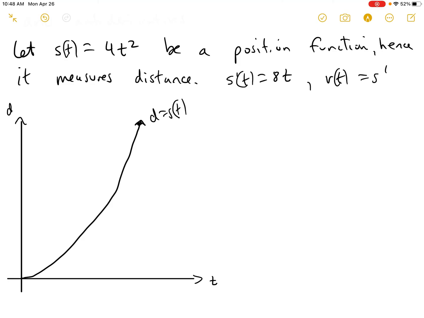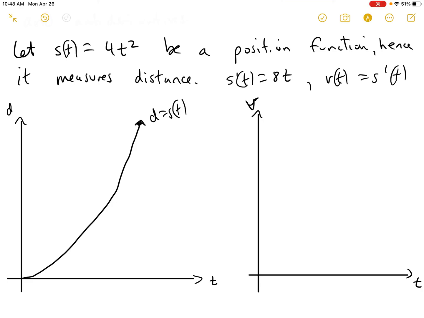So we're going to call this velocity, and it's of course a line, and I'll let this be the v-axis, and it's a pretty steep line, but still it's a line. v = 8t.